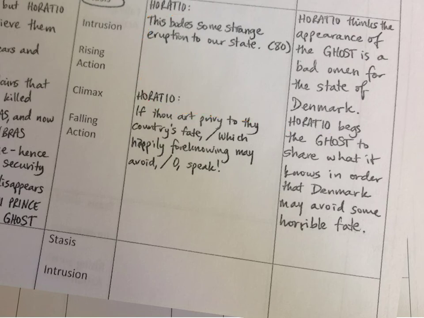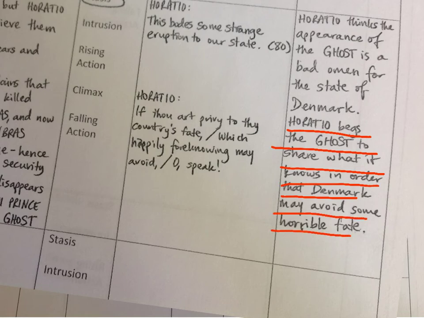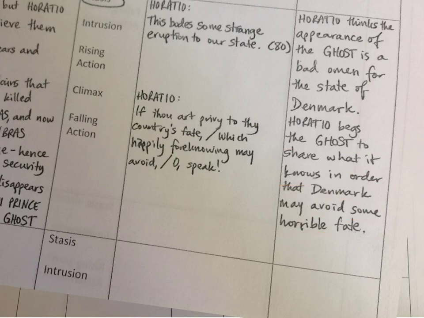The other major quote that I selected is, "If thou art privy to thy country's fate, which happily for knowing may avoid, O speak." And this, again, it relates to the fate of Denmark. It's him talking to the ghost and begging the ghost to share what it knows in order that Denmark may avoid some horrible fate. So he's saying, like, "Ghost, if you know something about our future, tell us what it is so that we can save our country."